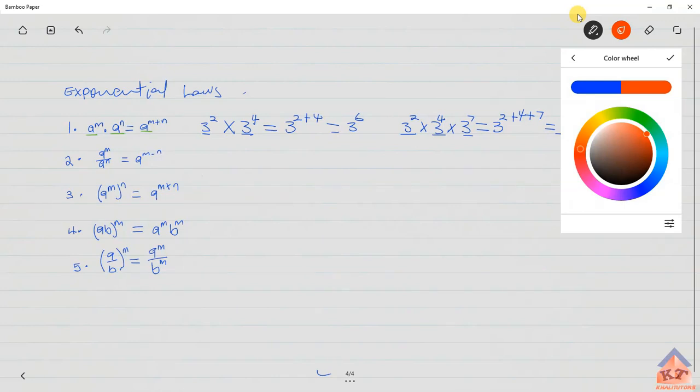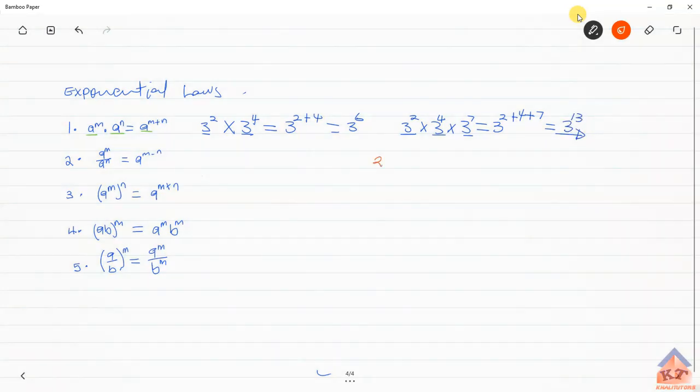Okay, let's say in another example, you've got 2 to the power 3 multiplied by 2 to the power 2 multiplied by 2 to the power 1. Then your answer will be 2 raised to the exponent 3 plus 2 plus 1, okay, then your answer is going to be 2 to the power 6. Okay, so that's basically what rule number 1 is saying.